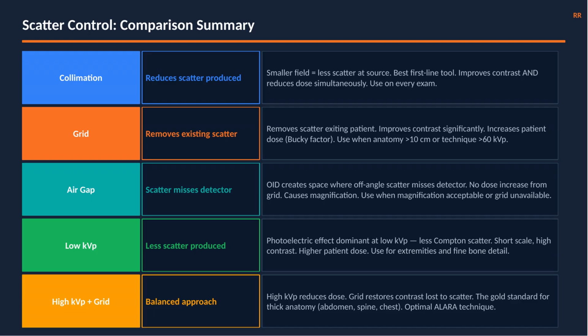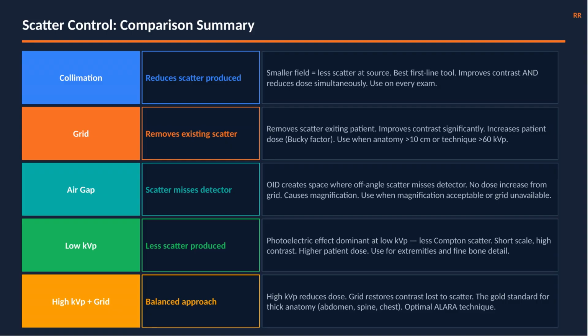Grid. Removes scatter that has already exited the patient. Significantly improves contrast. Increases patient dose by the Bucky factor. Use when anatomy exceeds 10 centimeters or technique exceeds 60 kVp. 8:1 is the standard for general radiography.